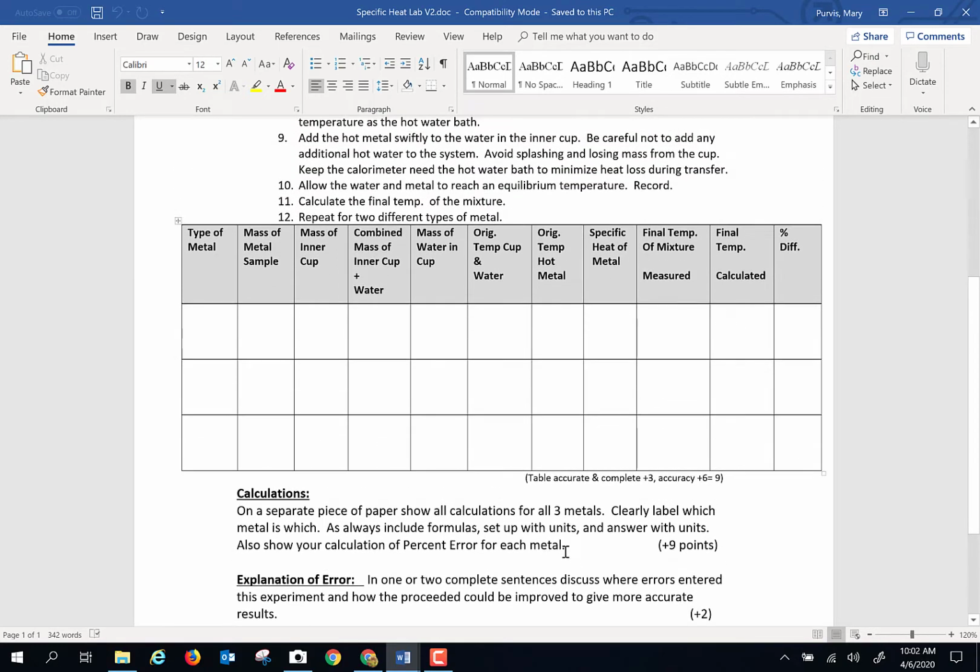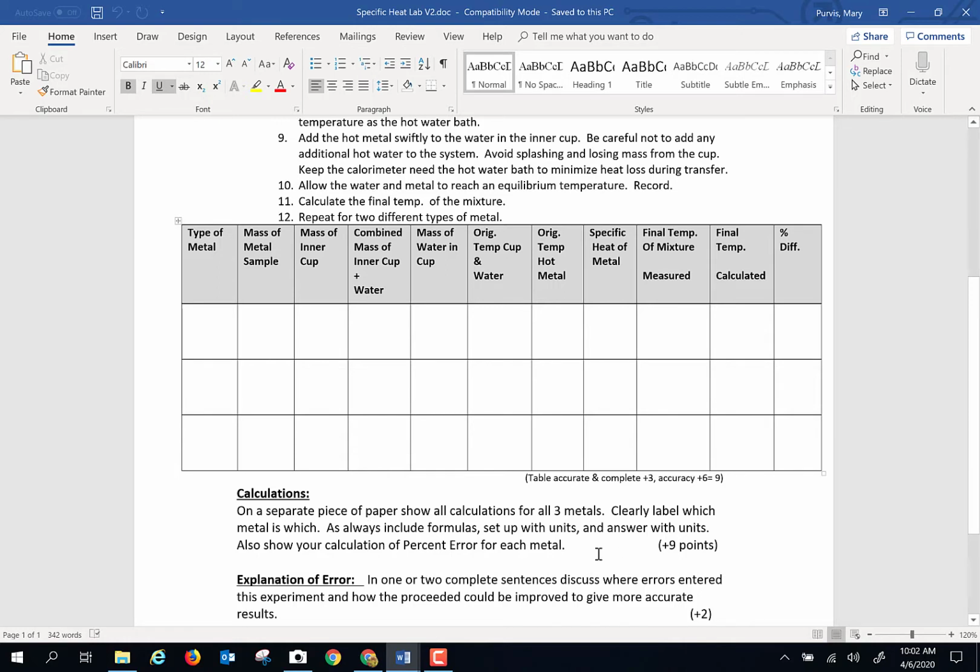So when it comes to point distribution, the points are going to be distributed differently. It's not distributed as they are here. Why? Because I'm taking all the data for you. So there's not points given for how you collect your data. That just wouldn't make sense. But the calculations, you can do those on a separate piece of paper.